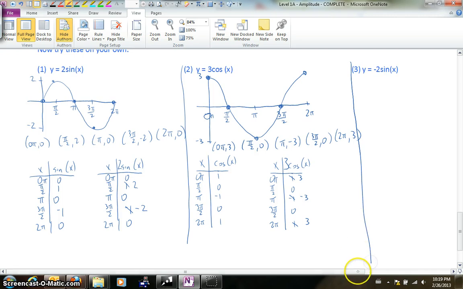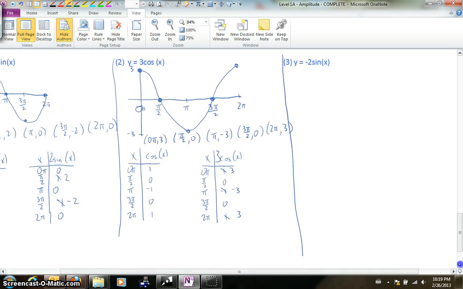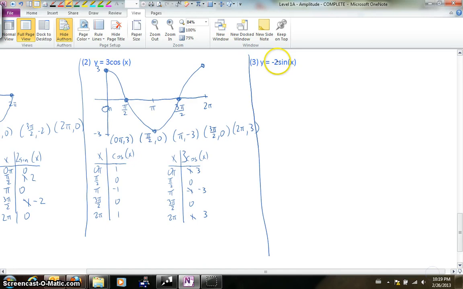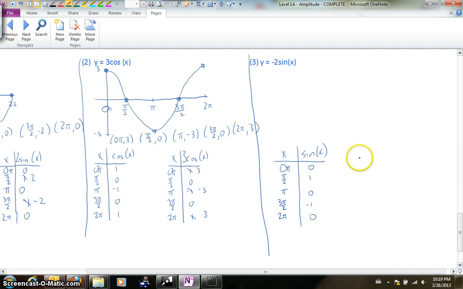Last one. It says it's a bit of a challenge, but it's not that hard for us, I promise. We've got a sine graph, so we'll start with our sine chart. Whoa, look how fast that was. Okay, now the amplitude this time is actually 2, but this negative sign also turns our function upside down.